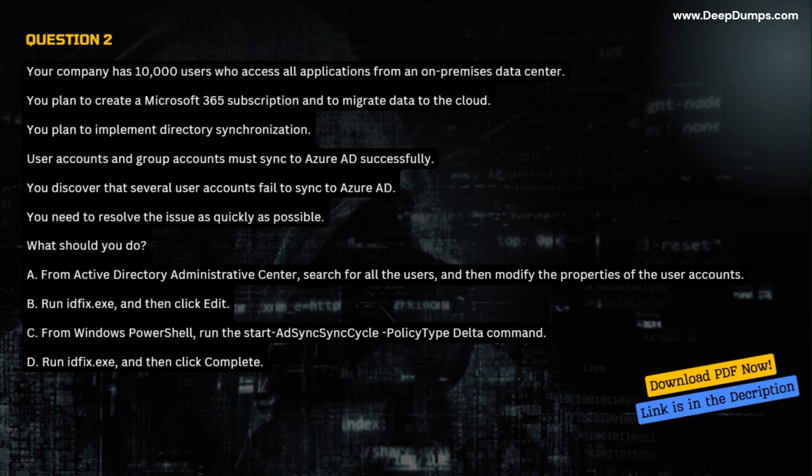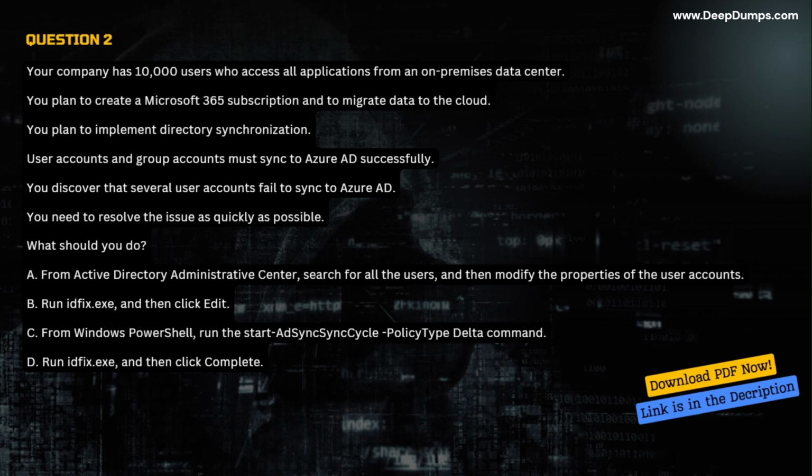Question 2. Your company has 10,000 users who access all applications from an on-premises data center. You plan to create a Microsoft 365 subscription and to migrate data to the cloud. You plan to implement directory synchronization. User accounts and group accounts must sync to Azure AD successfully. You discover that several user accounts failed to sync to Azure AD. You need to resolve the issue as quickly as possible. What should you do? A. From Active Directory Administrative Center, search for all the users, and then modify the properties of the user accounts.